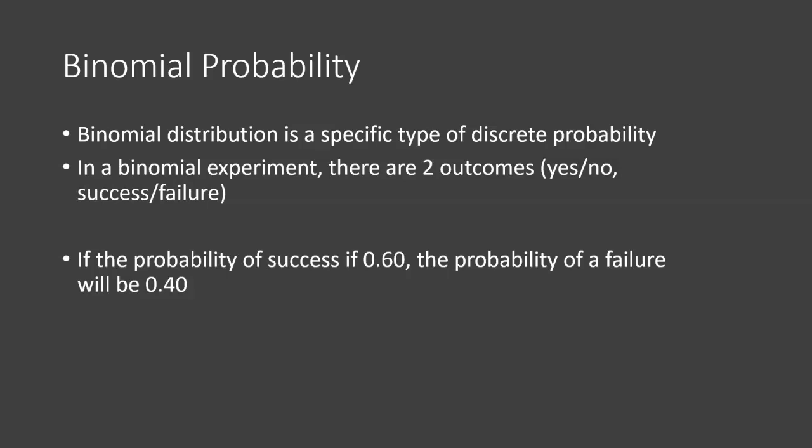So if the probability of a success is 0.6, the probability of a failure will be 0.4, because all probabilities have to add up to 1. And since there's just two possible outcomes, we are able to figure out the probability of both a success and a failure from just being given one of them. Now, this is going to come in handy later on when we talk about standard deviation.